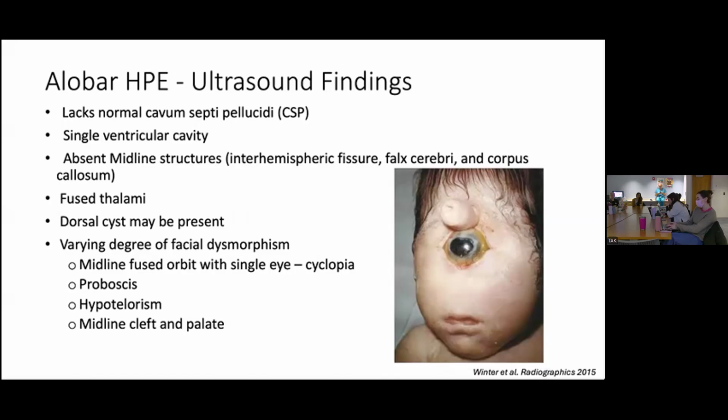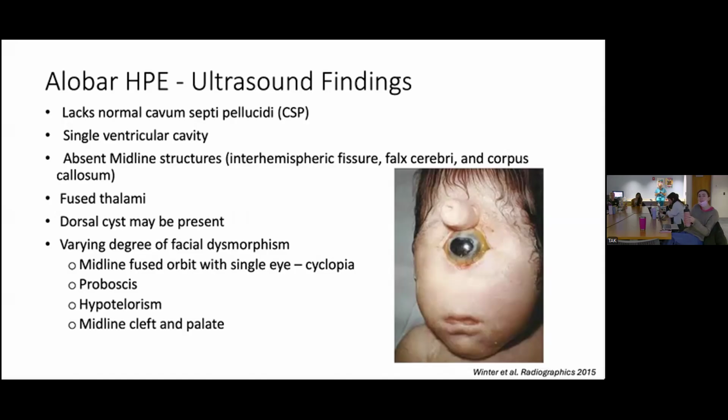Other associated anomalies with alobar in particular is facial dysmorphism, and these can vary. The facial profile, orbits, nose, and lips can be abnormal. Sometimes you will see cyclopia, which is depicted here in this image. And there can also be proboscis, which is this tubular structure that is found above the eye.